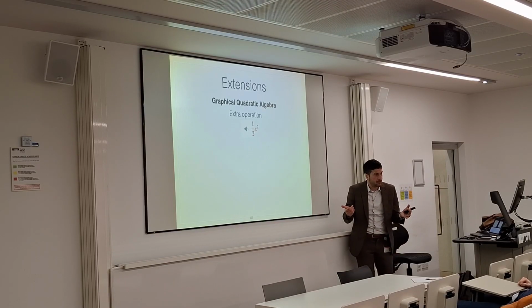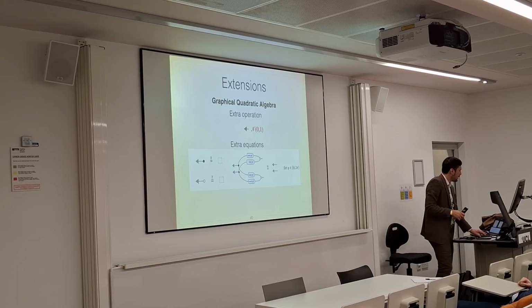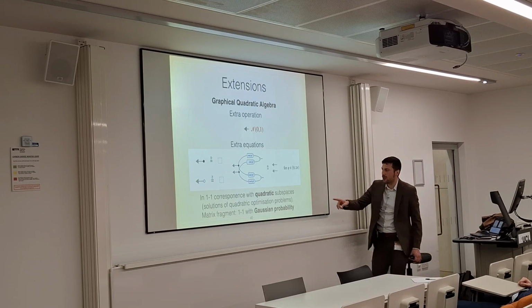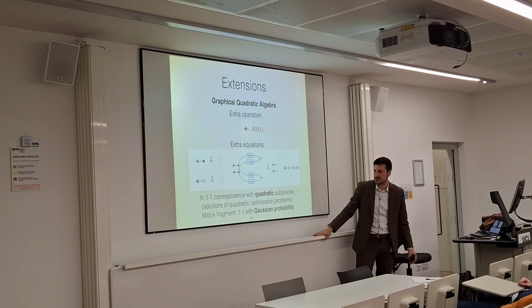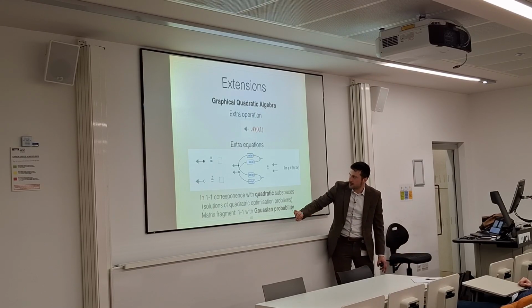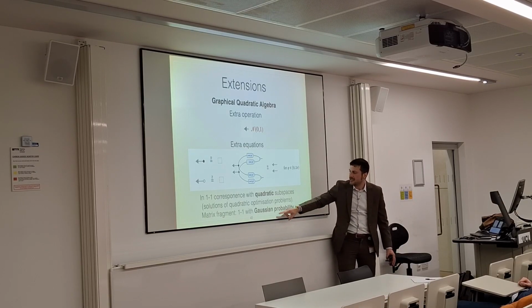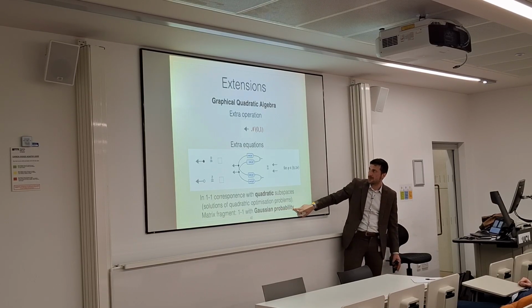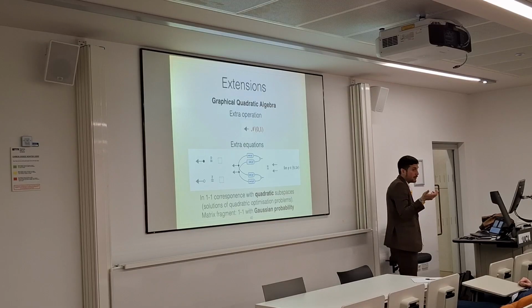But quadratic functions are important. Think about convex optimization, for instance. Okay? So in quadratic algebra, you can do quadratic functions. You have extra equations. And you are in one-to-one correspondence with quadratic subspaces, which are the solutions of quadratic optimization problems. Another notable thing is that the matrix fragment, so the linear maps fragment of this theory, is in one-to-one correspondence with Gaussian probability. And in that case, the interpretation you give to your operation is this notation here, which means it's the standard Gaussian probability.